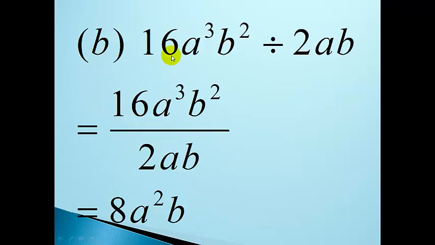Now B. 16a cubed b squared divided by 2ab. Now 2 goes into 16 8 times, that's how come we have 8 here. And a goes into a cubed, we are left with a squared. And b goes into b squared, we are left with b. So in all, 16a cubed b squared divided by 2ab is equal to 8a squared b.